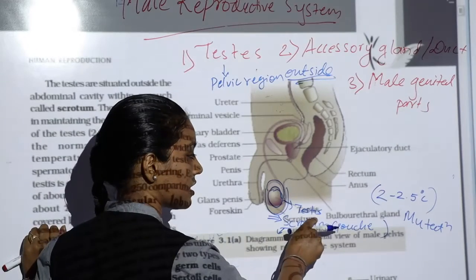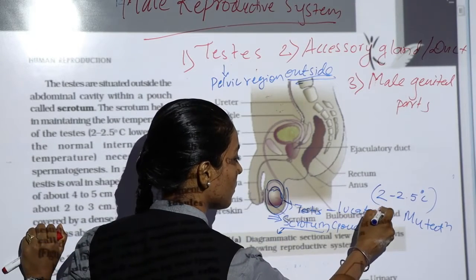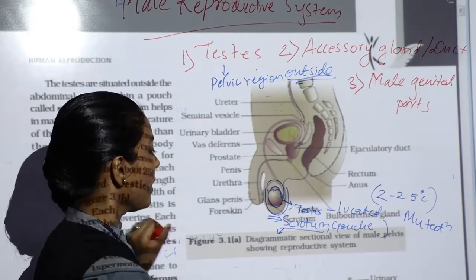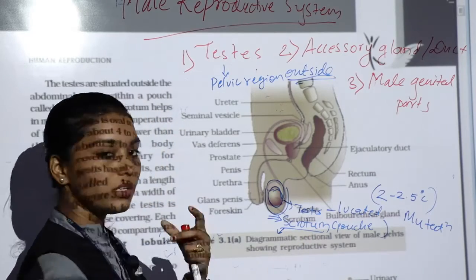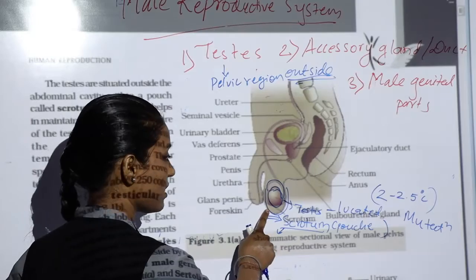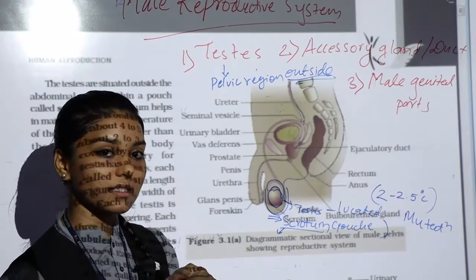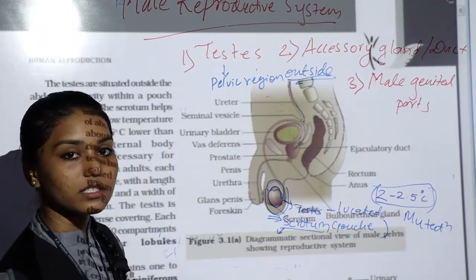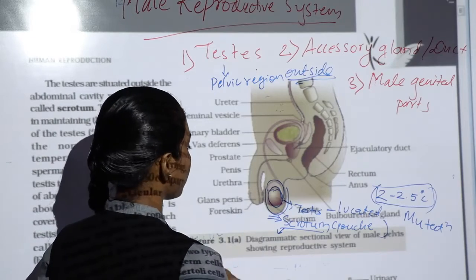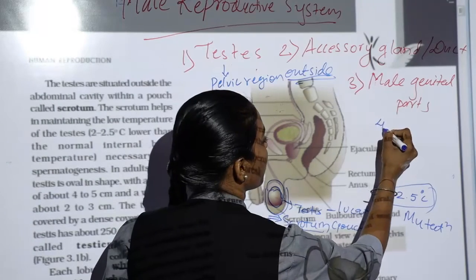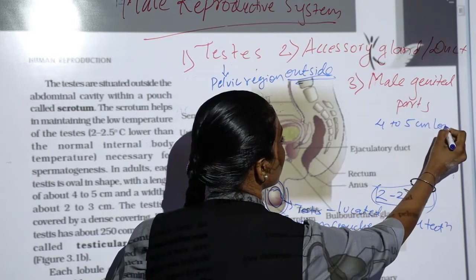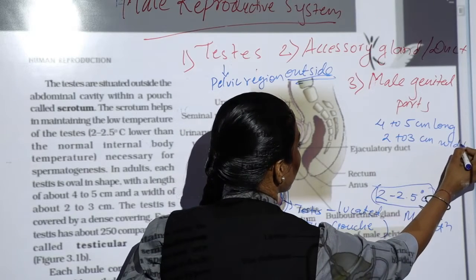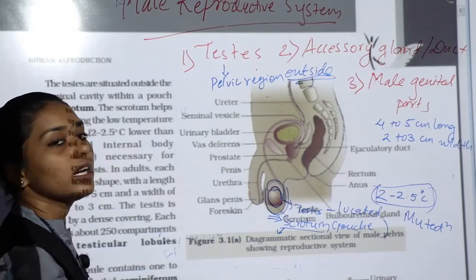Okay, so we have seen where testis is located, that it is present in scrotum. Now scrotum, I have told you, is a muscular bag like structure which carries testes in it, and it maintains and protects the testes, keeping them at a temperature 2 to 2.5 degrees Celsius lower. Now regarding the length of testis, it is somewhat 4 to 5 centimeter long, and 2 to 3 centimeter in width. Okay, this was regarding testes.